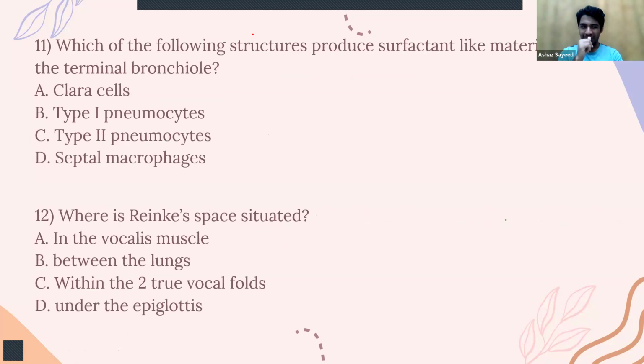Which of the following structures provides surfactant-like material in the terminal bronchiole? Five seconds for this. Okay. And this was also a repeated question, as I told you guys before. Where is the Reinke's space situated? Five seconds for this.